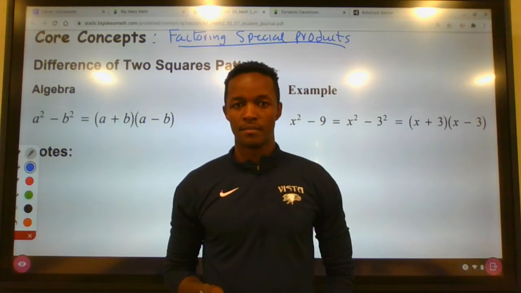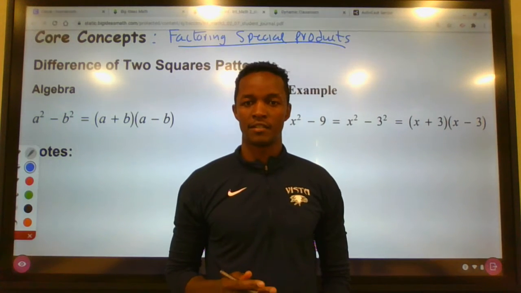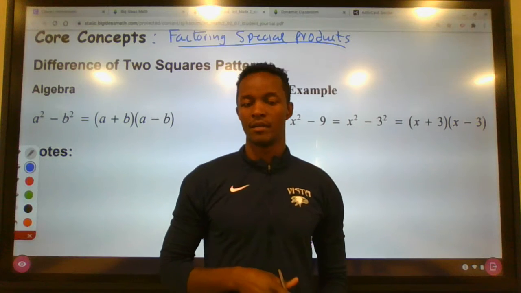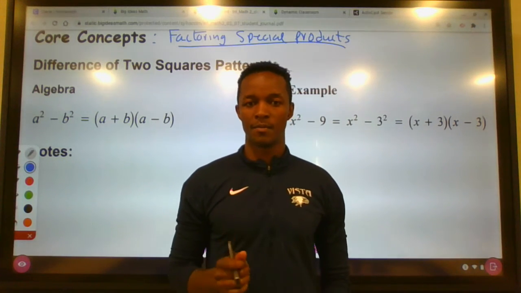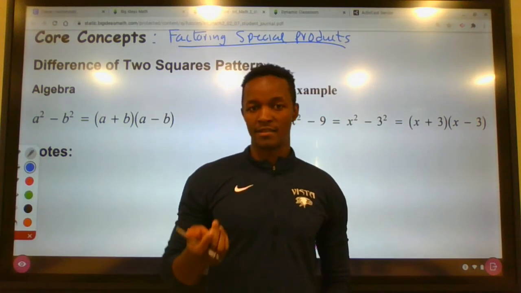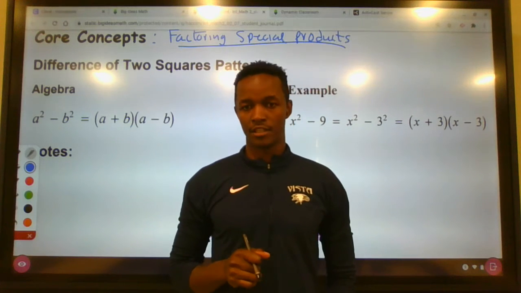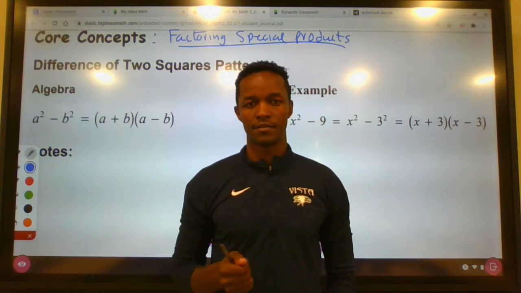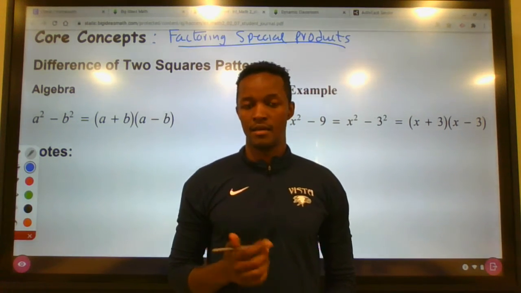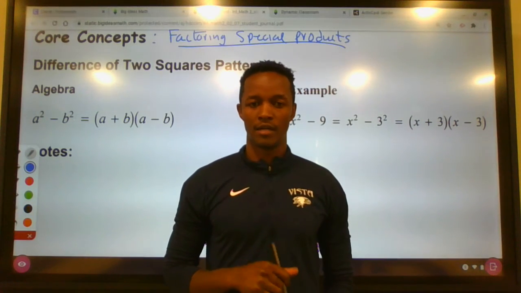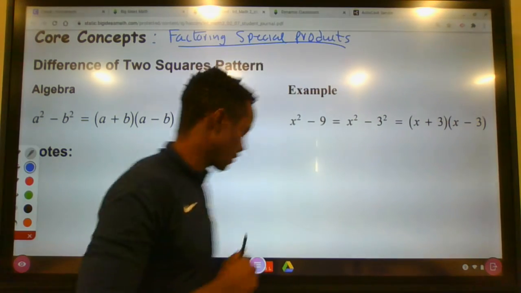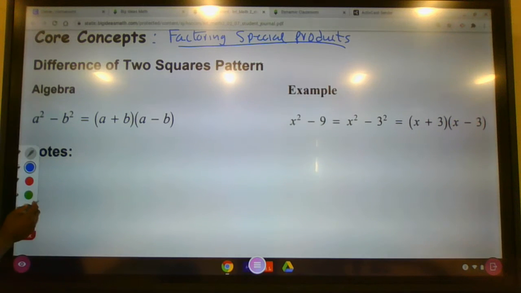Good afternoon. Welcome. Today we're going to be looking at factoring special products. Recall that in the previous section we were multiplying special binomials. This time we're going to be factoring, which is just kind of going back in reverse. We're going to look at two of them, the difference of two squares pattern, and then the special perfect square trinomial pattern. Let's start with the difference of squares.